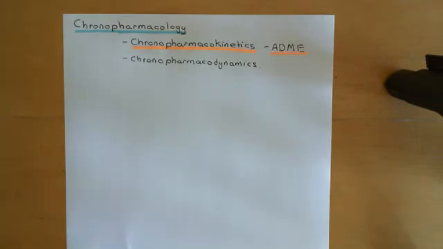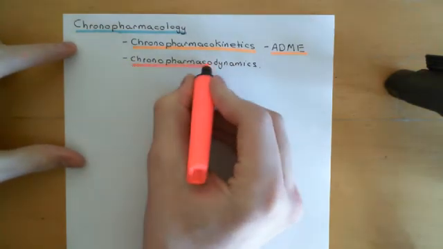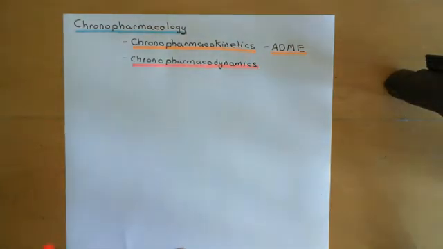Chronopharmacodynamics then. So firstly, what is pharmacodynamics? Pharmacodynamics is about what the drug actually does once it has got to where we want it to be, its target site. In the case of the anti-cancer chemotherapy drug, it's how it actually kills the cell. And chronopharmacodynamics is about how the effect of the drug, once it gets to its target site, changes depending on the time of day.